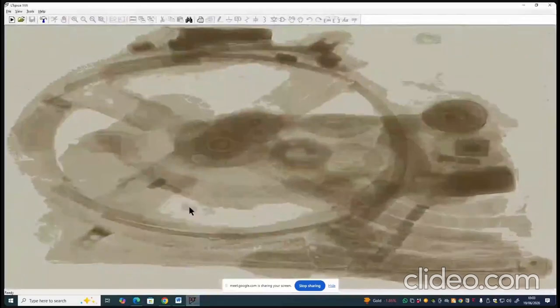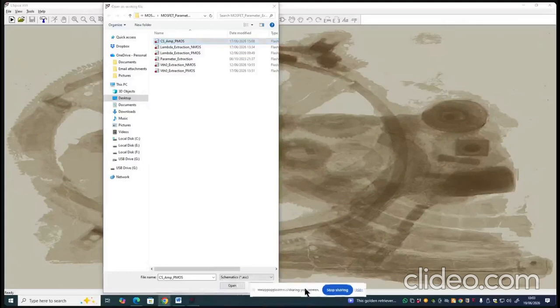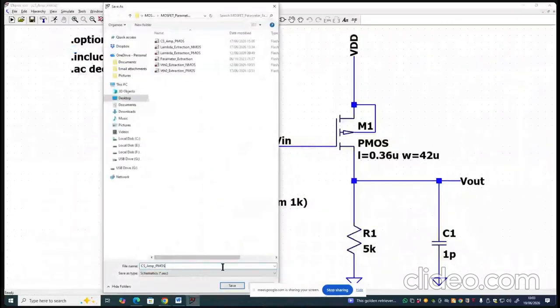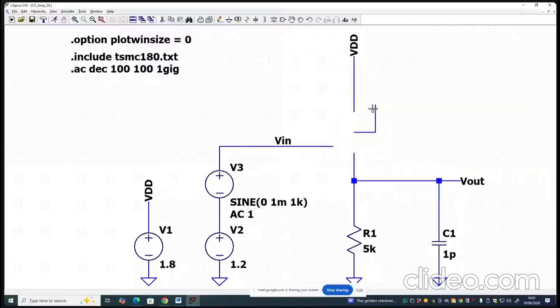So let's go ahead and create the schematic first. I will open the earlier schematic and edit it. I will save it as common source amplifier with diode load dot ASC, and then I will delete these things because I need N MOSFET.